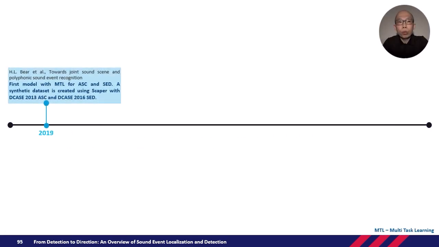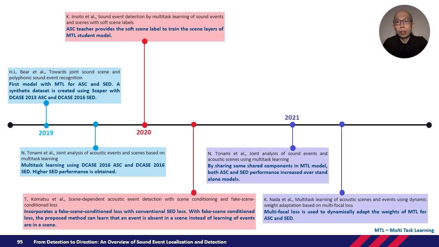By 2019, one of the first multitask learning, or MTL, models for acoustic scene classification and sound event detection was published. Initially, this model performed worse than standalone models. Within the next 2 years, many researchers addressed some of the issues of MTL by introducing trainable weights and coupling metrics to better control the training of ASC and SED tasks of the MTL model.